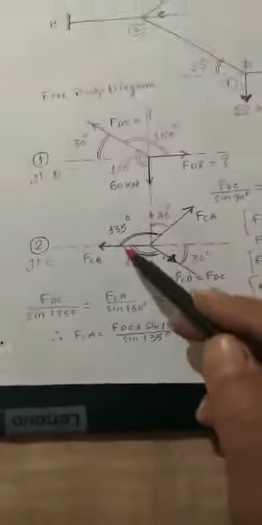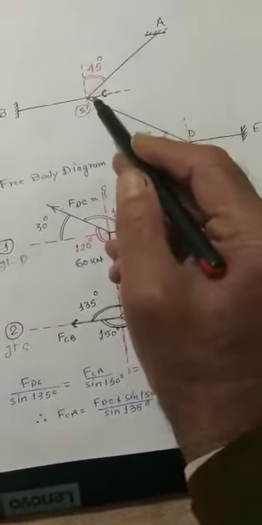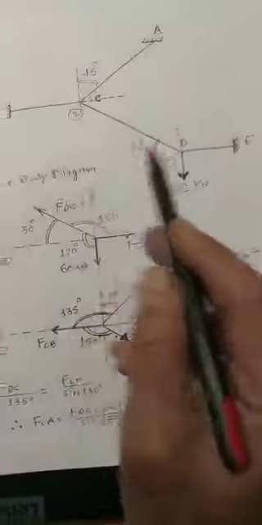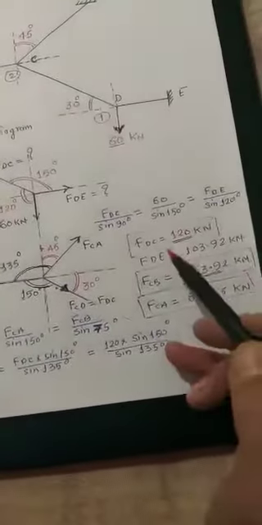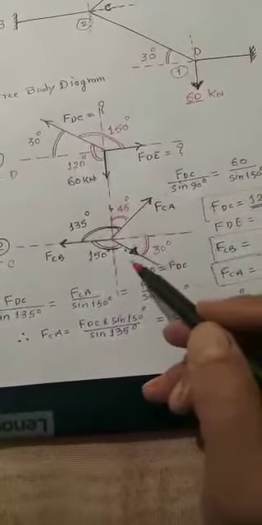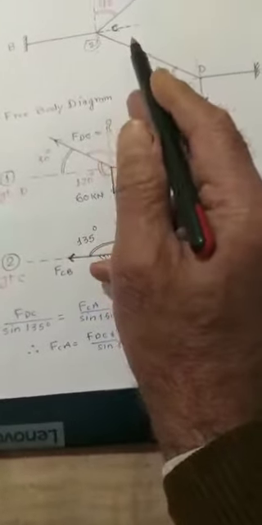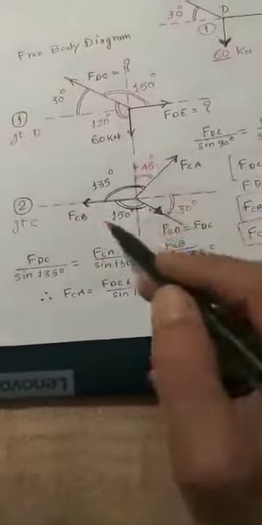After completion of this, we will go for joint number 2, comprising FCA, FCB and FCD. As I have already told you, FCD is nothing but FDC that we have already calculated over here. So substituting this value over here, this angle is known, so this angle is also known. Similarly, this angle is given. So we can find out these angles.